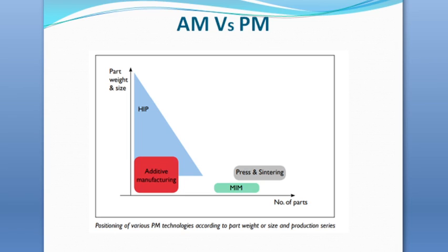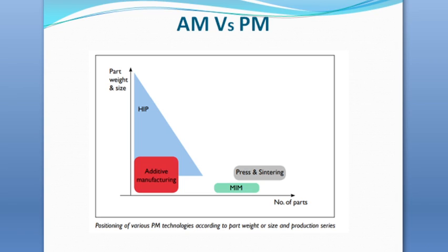AM versus powder metallurgy. In additive manufacturing, components have less part weight and the size is also less. The number of parts is also very less. But in powder metallurgy, the process of metal injection molding has a high number of parts, high volume, but the size of the part is very less. But in hot isostatic press, the size of the part is high, but the number of parts produced is very less.